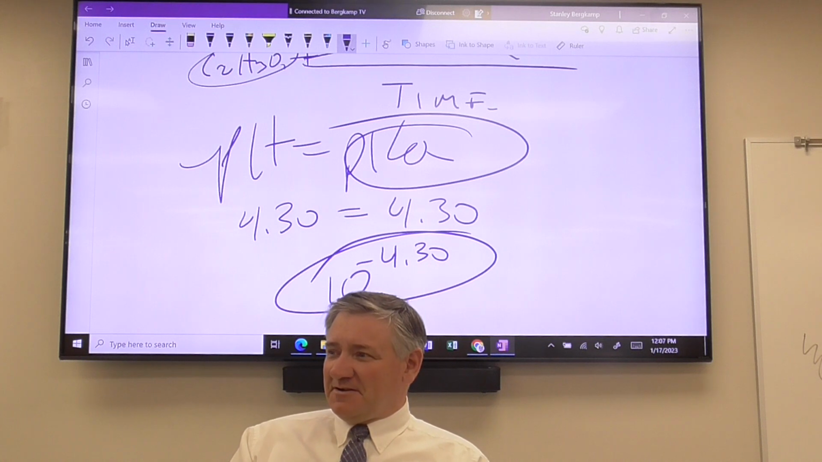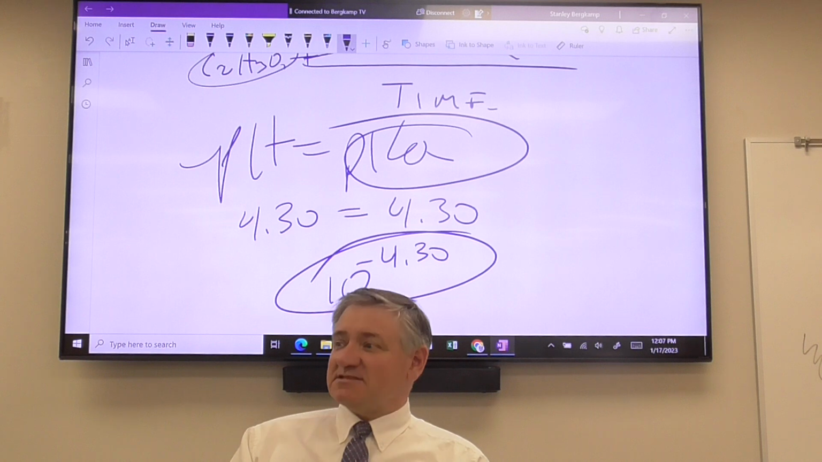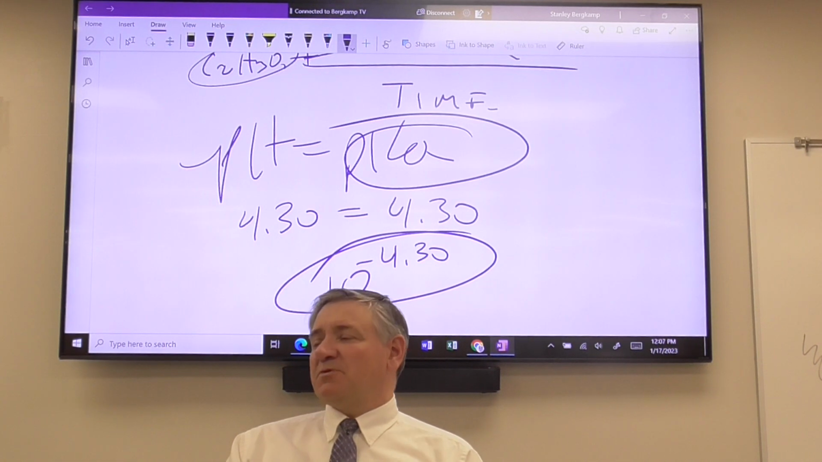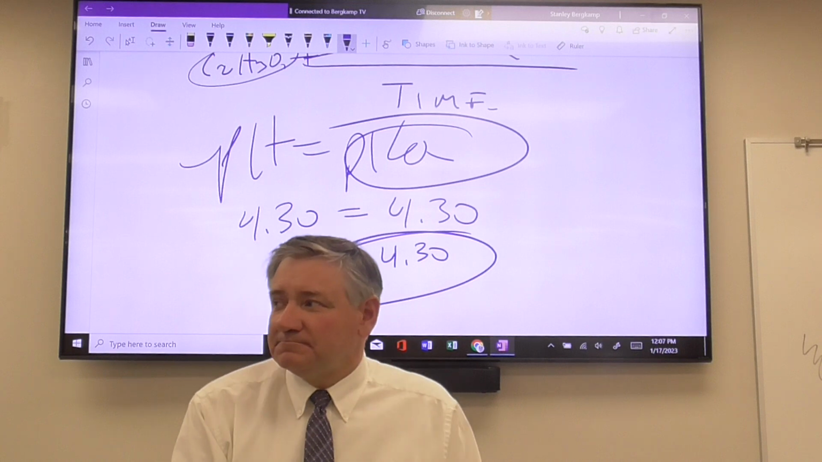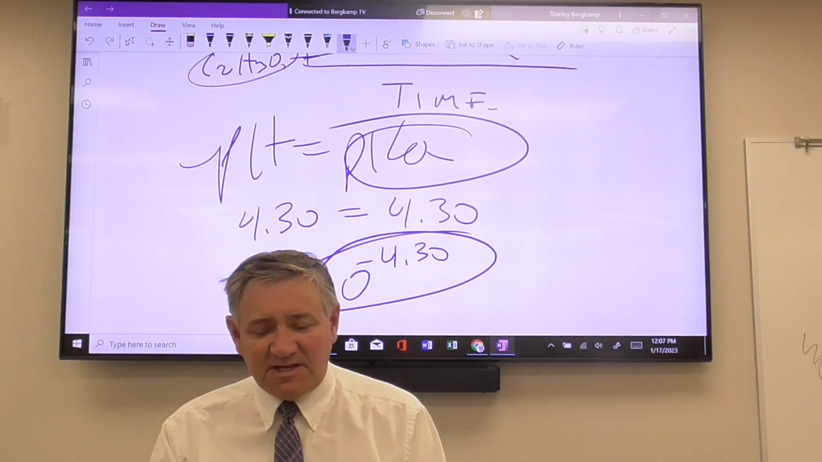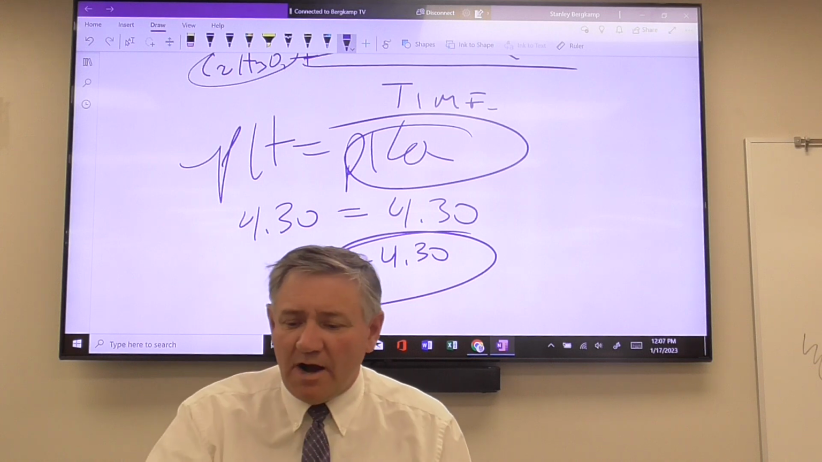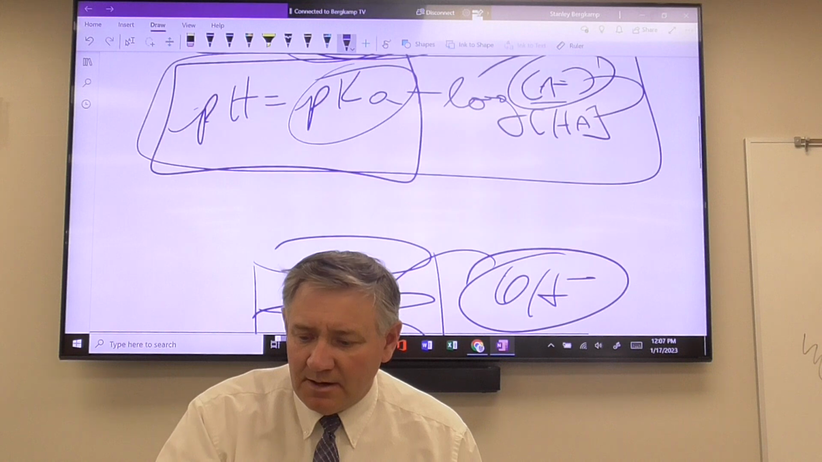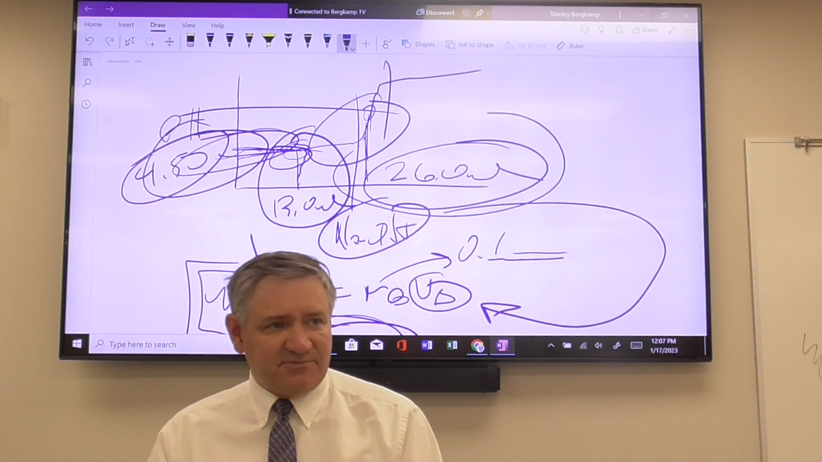You're trying to find an experimental value for the Ka of acetic acid, or you can look it up in the back of your book. It's 1.8 times 10 to the negative 5. That's the accepted value for the Ka of acetic acid. So obviously, any small changes in your graph are going to play out large in terms of that pH value.